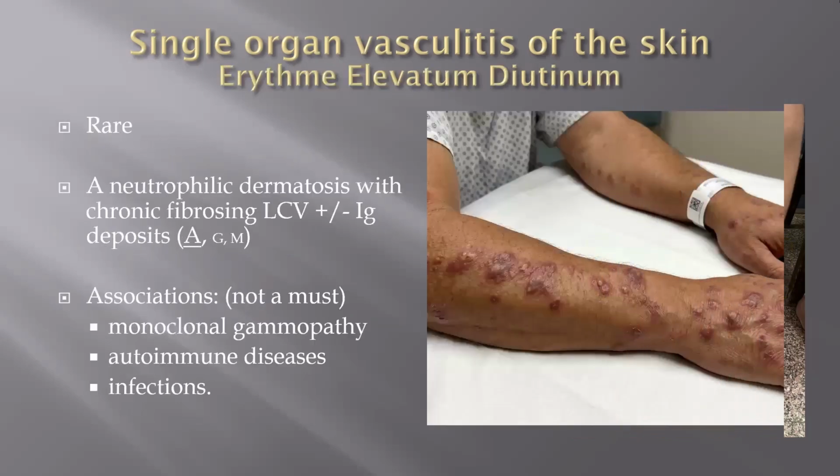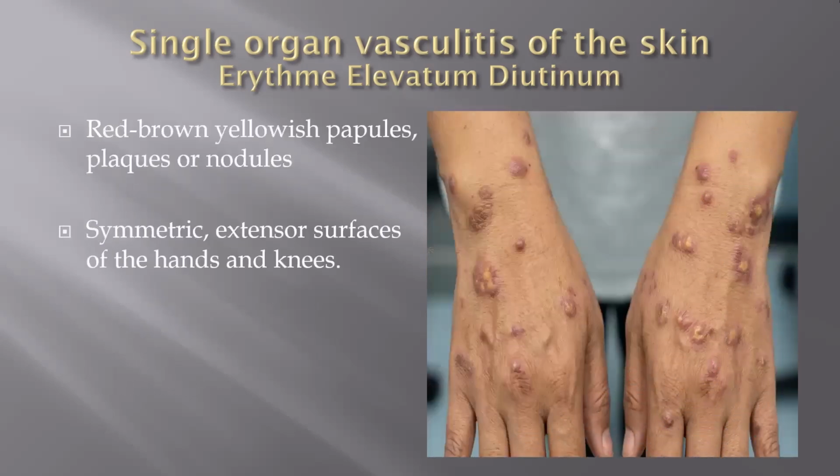Erythema elevatum diutinum is a rare neutrophilic dermatosis with a fibrosing leukocytoclastic vasculitis and IgA deposits. Erythema elevatum diutinum has been reported with other non-vasculitic diseases, including monoclonal gammopathy, particularly of the IgA type, and also with various autoimmune diseases and infections. It presents with reddish to brown-yellow papules, nodules, and plaques that are symmetrically distributed over the extensor surfaces of the hands and knees.